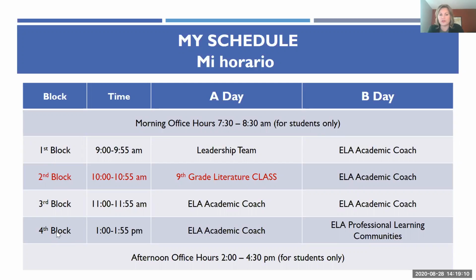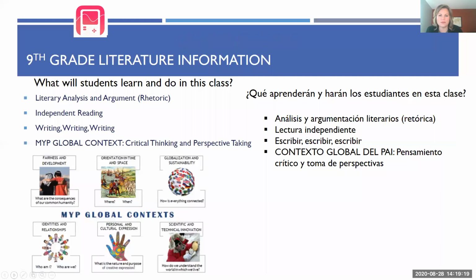I have your students during our 2A class on Mondays and Wednesdays during virtual learning from 10 to 10:55. This is some information on what we learn and do in this class. We read a lot of literature. We will study it with literary analysis and teach those skills, argument and argument writing. Students will be expected to read independently outside of school. And we do a lot of writing.